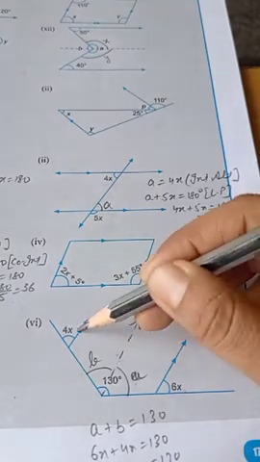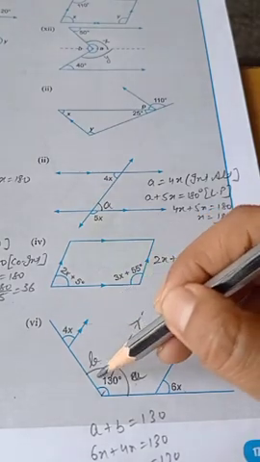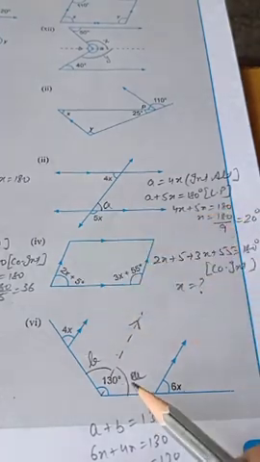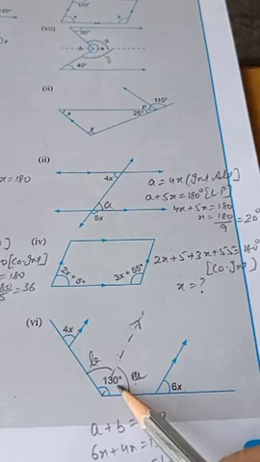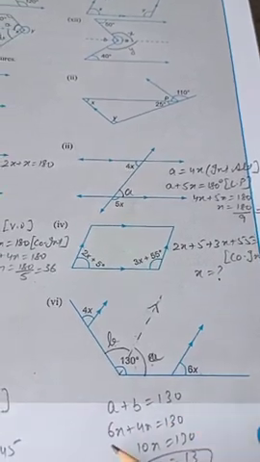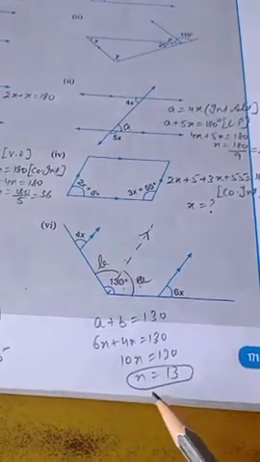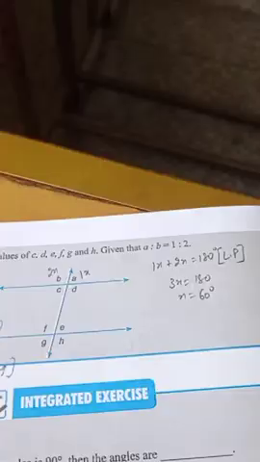In the same way, this is the pair of parallel lines. So this angle will be equal to this angle, corresponding angle. Clear? So A plus B is equal to 130 degrees. A plus B is 130. 6x plus 4x is equal to 130. 10x is equal to 130 and x is 13 from here.